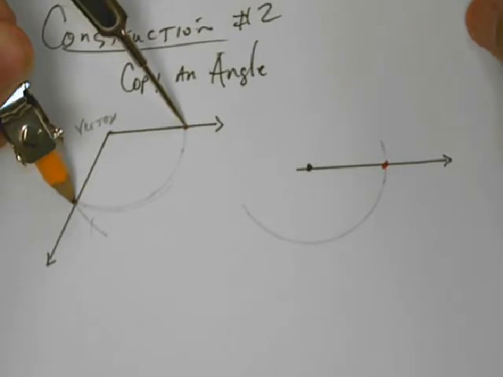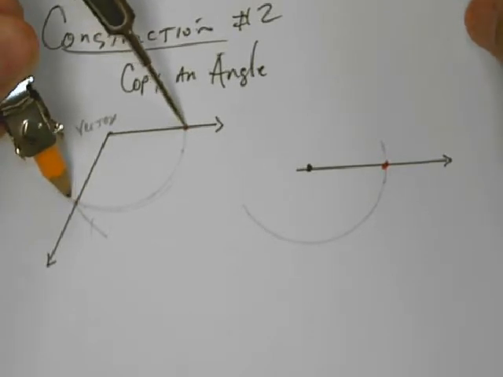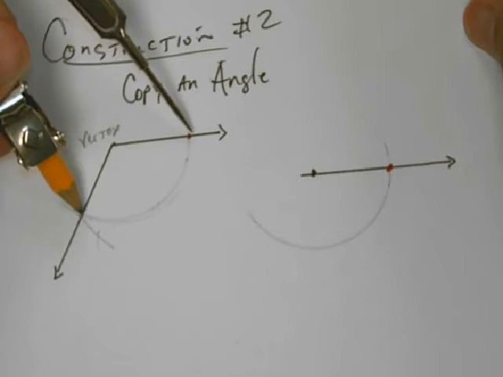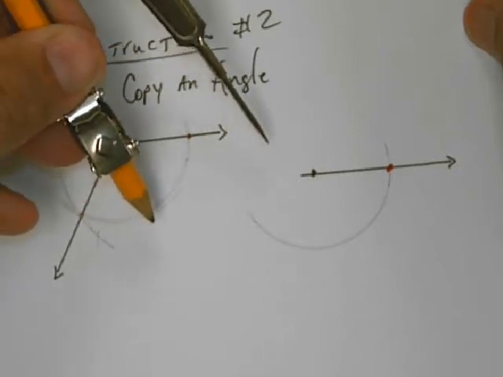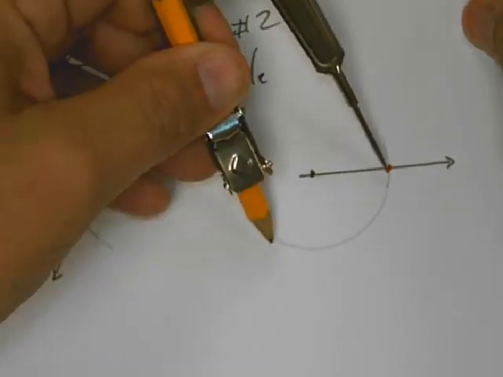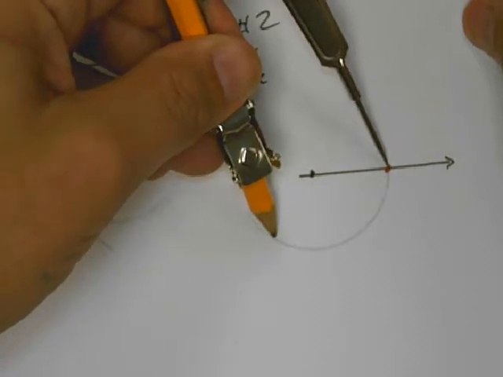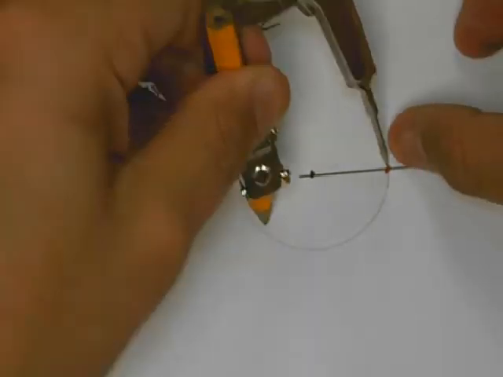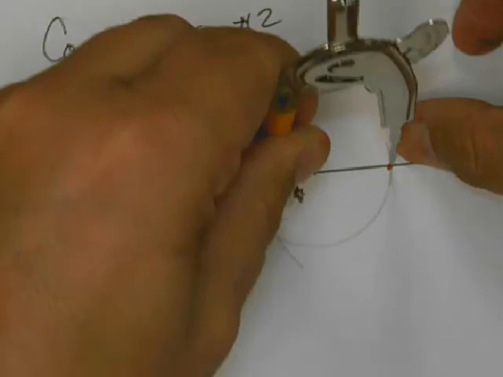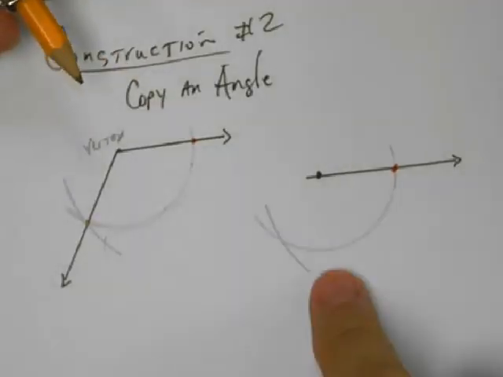Cassidy, see that? See where the compass is from point to point? All I do is, don't look down. Watch. Go over there and do the exact same thing. Put the point on the red dot, and then I make an arc. So it should look exactly like that.